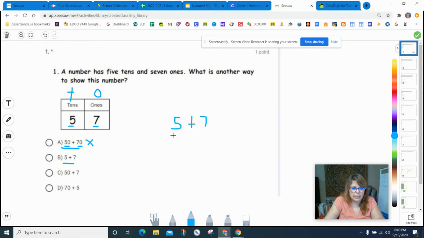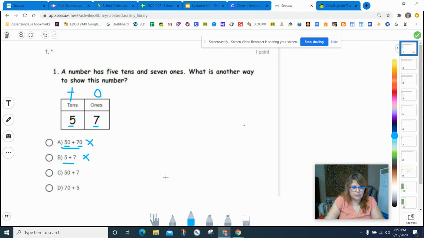That means I'm adding a one-digit number plus a one-digit number. When I add one-digit numbers, I always look at the greatest value digit. So we say 7, 8, 9, 10, 11, 12. So the answer will be 12. 12 is not what I'm looking for. I'm looking for 57. So that's still not a good choice. Then I look at my next choice. My next choice says 50 plus 7.